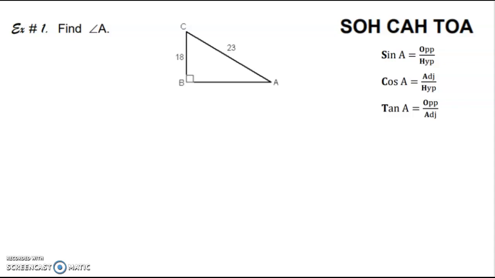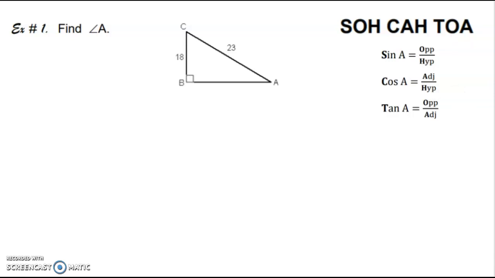So SOH stands for, the first one, SO, is this one right here. So that means sine, which is the S. So sine is opposite over hypotenuse. The second one, CAH, is for this formula. So the C stands for cosine, and it's adjacent over hypotenuse, which is why we have adjacent over hypotenuse. The last one is TOA, and that goes with this formula. So the T stands for tan, and then it's opposite over adjacent, which is why we have opposite over adjacent.